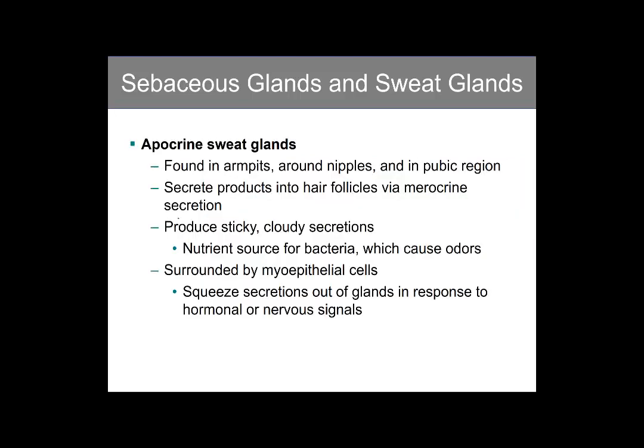Apocrine sweat glands are found in the armpits, around the nipples, and in the pubic regions. These secrete products into the hair follicles via merocrine secretion. Remember, merocrine is just simple exocytosis. And the product of apocrine sweat is a really cloudy, sticky secretion that is nutrient rich. It's a great source for bacteria, and this gives rise to body odors.